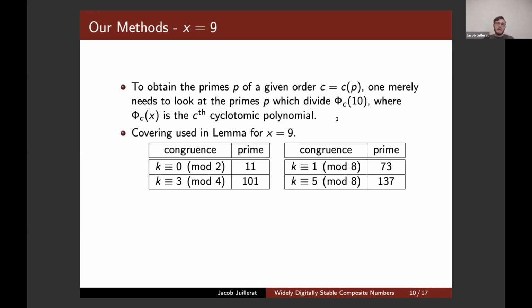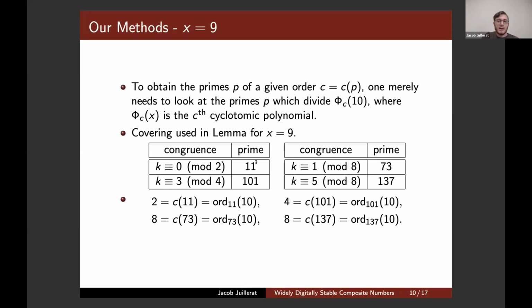So for example, this is the covering that we used for inserting a 9 into the leading zeros. And looking at this covering, this is saying that 10 has order 2 mod 11, 10 has order 4 mod 101, 10 has order 8 mod 73, and 10 has order 8 mod 137. And there was only one prime, 11, for which 10 has order 2. So that means 2 can only appear once in this covering.